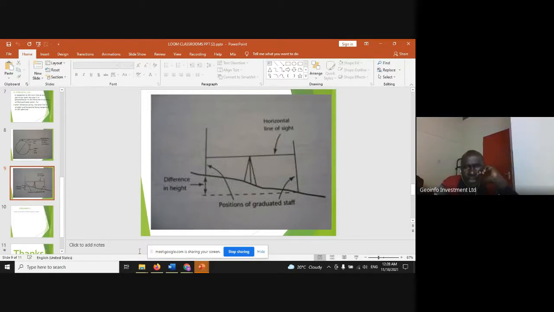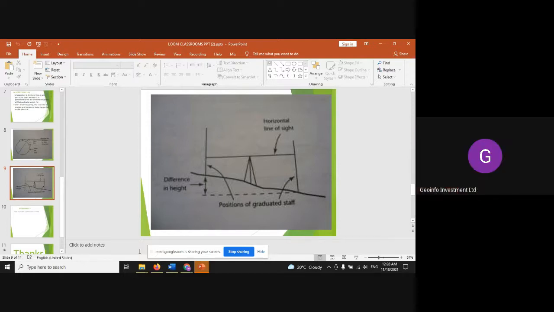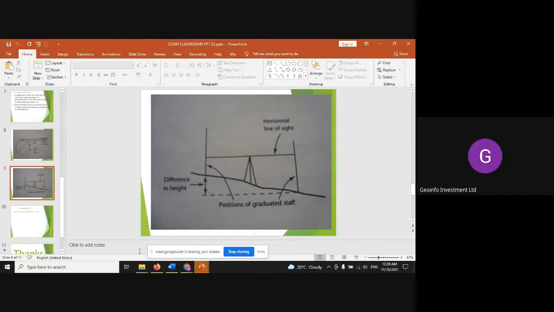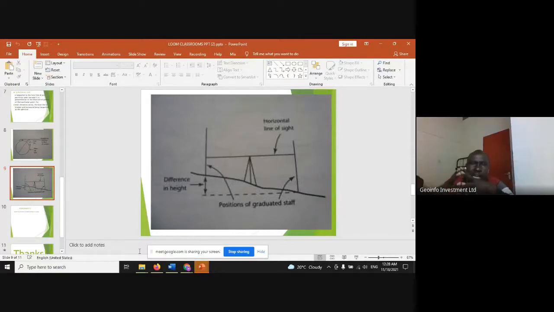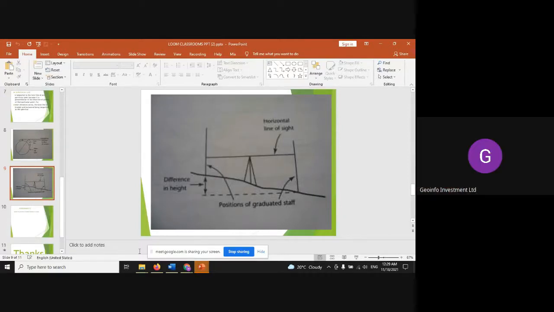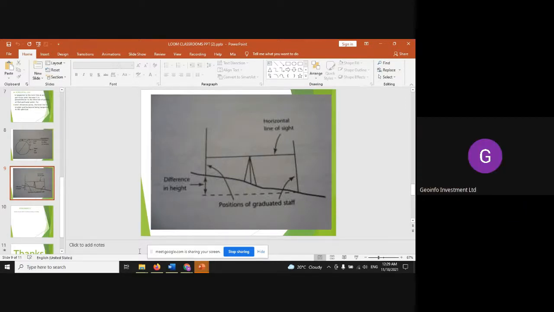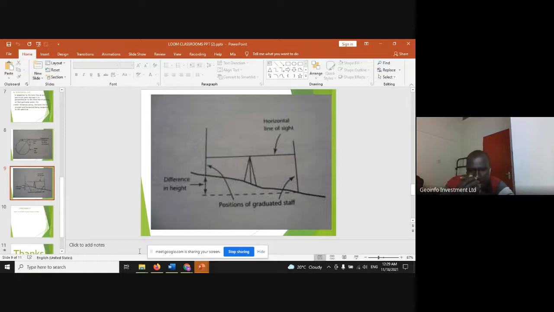First of all, when you want to do leveling, you just level the instrument. The tripod is these three legs and the stand. We say tripod stand. Then we have the level itself, which has three foot screws. We use these screws to level the instrument so that the bubble is at the center.